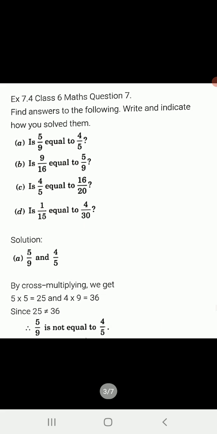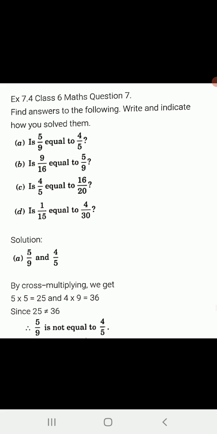Question number 7. Find answers to the following. Write and indicate how you solved them. So they've given something. We need to find the answer for it and we should say how. First one is 5 by 9 equal to 4 by 5. So we need to find whether these both fractions are equal. How can we find? We'll just take the fractions first, 5 by 9, 4 by 5.